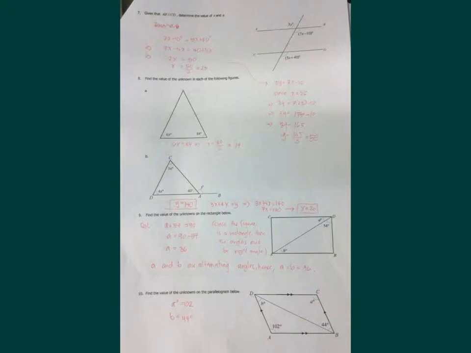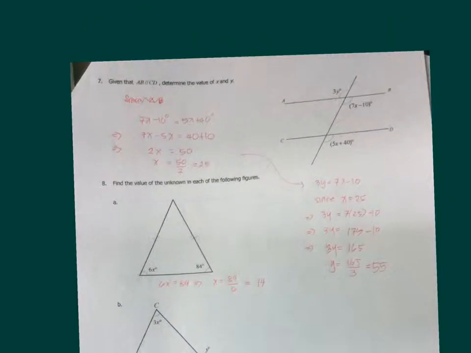Okay, so in this video, I'm going to explain the solutions for each item on this page of the assessment. So I can include number 7 here. So I have 7, 8, 9, and 10. So let's start with number 7.